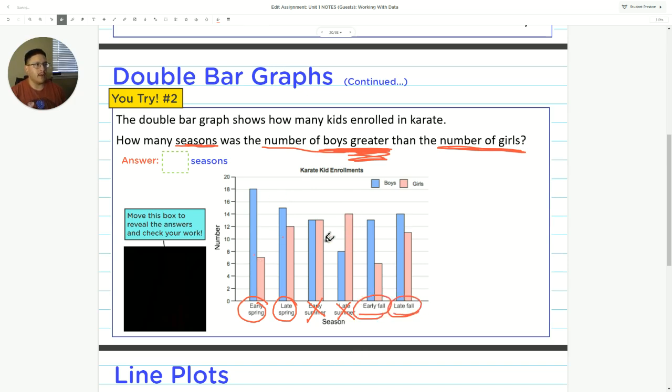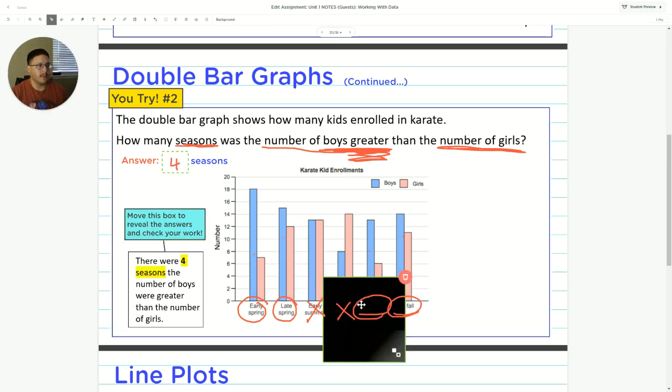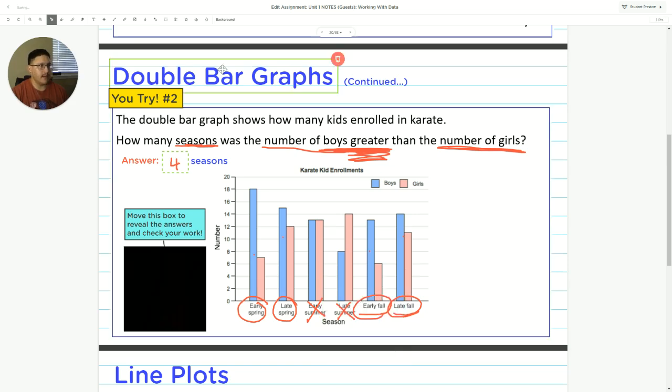So we have 1, 2, 3, 4 different seasons that the enrollment for boys is greater than the number of girls. So we have 4 different seasons. And then again, you could check behind the box to check your answer, but that is it. That's all for You Try number 2.